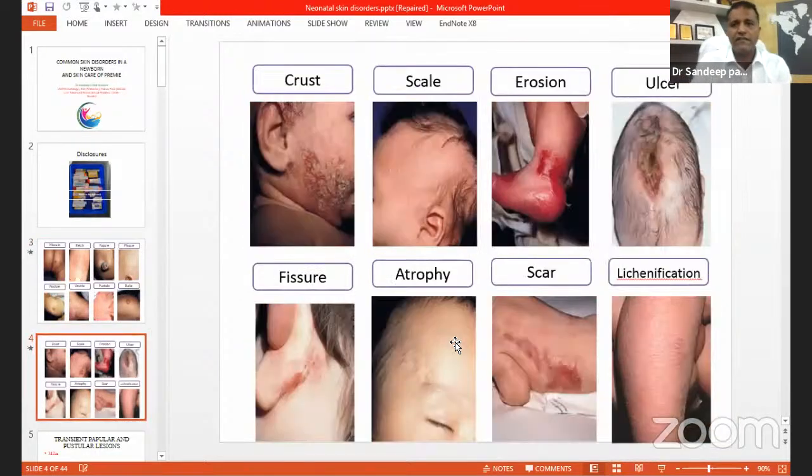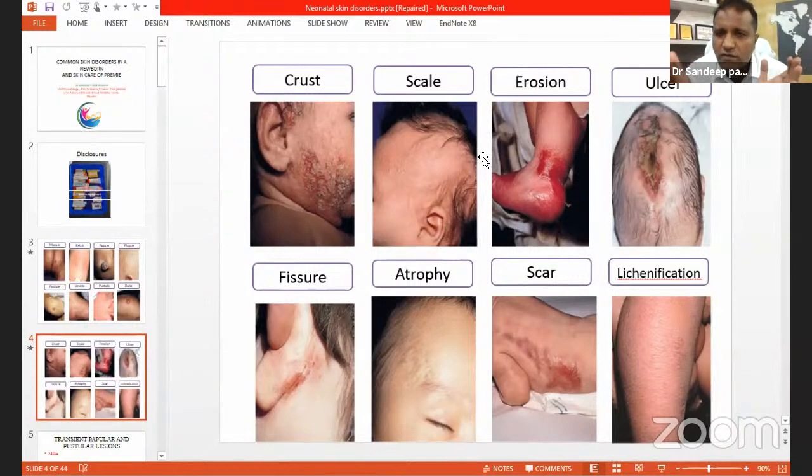This is the next 8 slides I'm putting in front of you, 8 different skin pictures. As we have seen previously the bulla, now we are going to see what is crust and what is scale. Crust is nothing but some wet lesion arising from the superficial part of the skin, and it is discolored yellow or white in color.